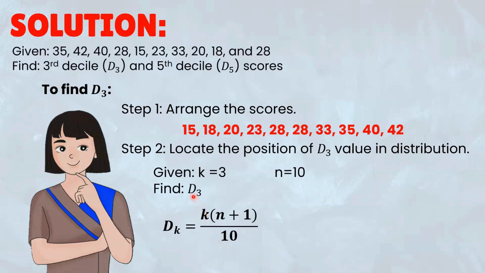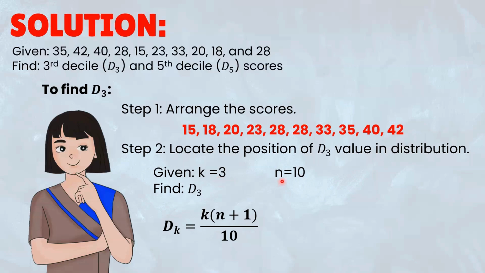We are looking for decile 3, so our given k will be equal to 3. Decile 3 is of the form d sub k, so k is equal to 3. For example, if we are looking for decile 1, k will be equal to 1. If we are looking for decile 2, k will be equal to 2. If we are looking for decile 3, k will be equal to 3. If we are looking for decile 5, k is equal to 5. And so on and so forth.